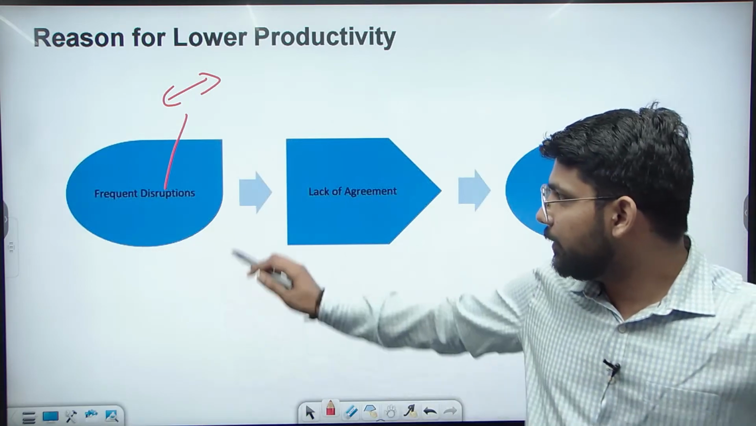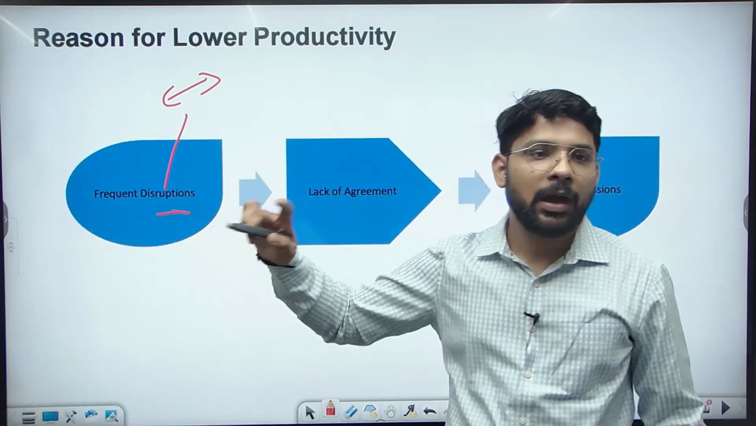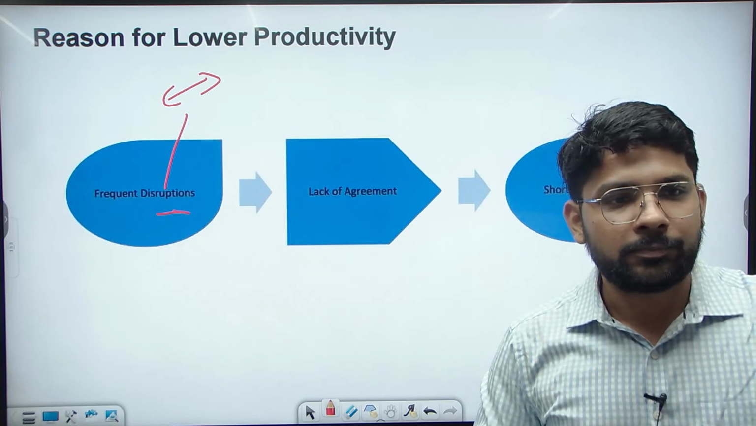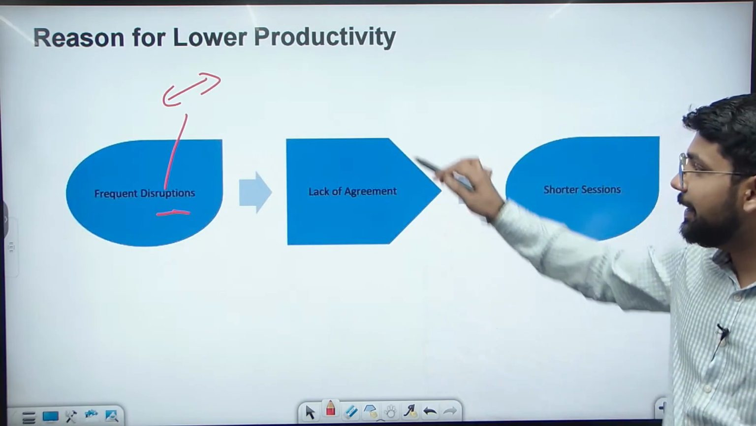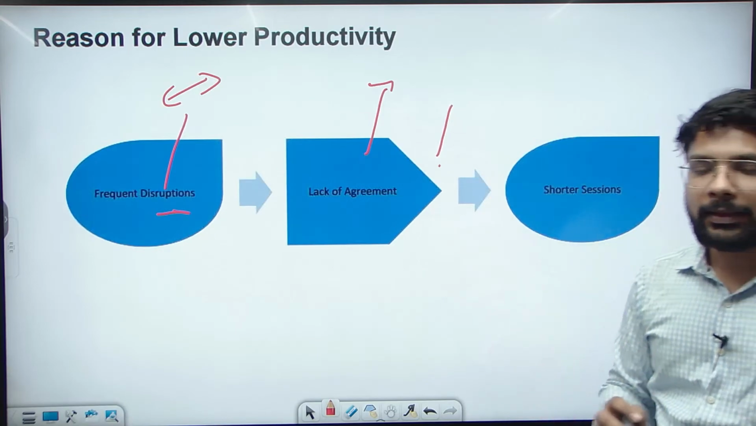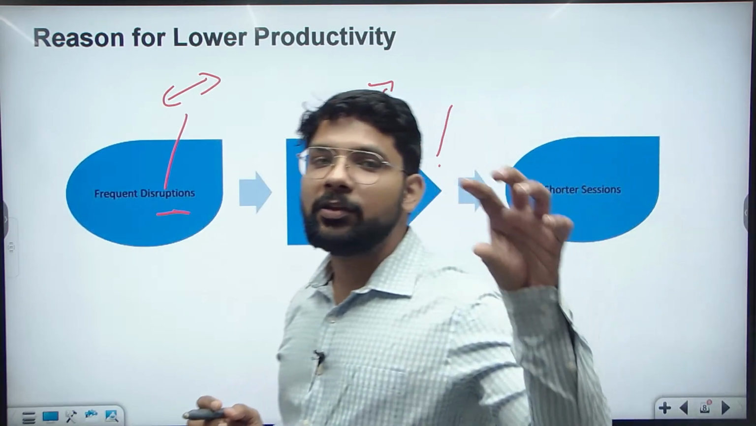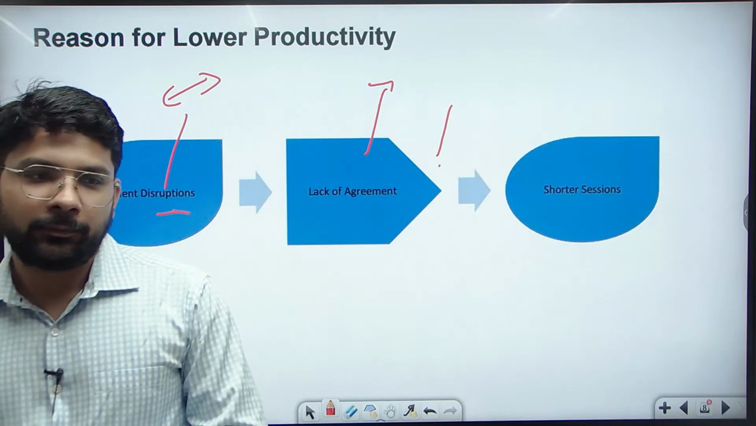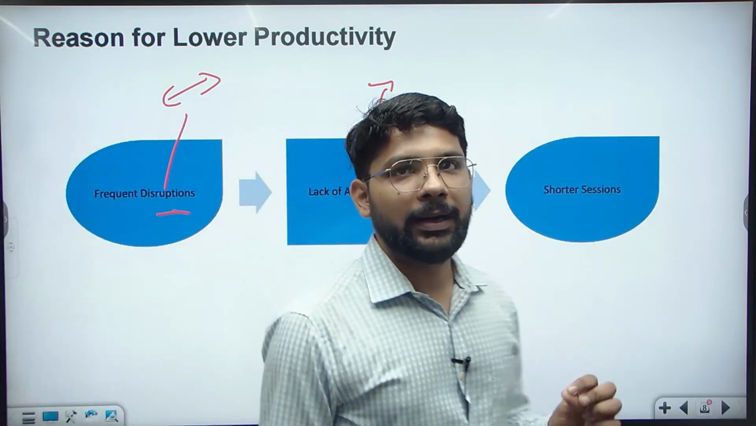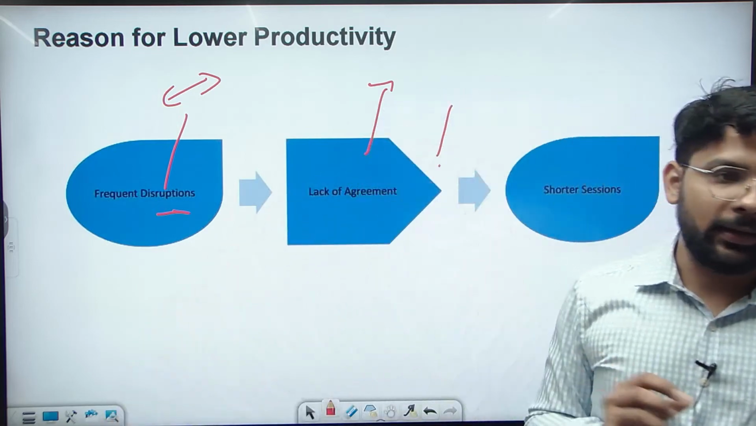हाँ, that's a disruption. अगर आप वॉकआउट कर रहे हैं पार्लियामेंट, that's a disruption. Next is the lack of agreement. Even the government and the opposition are not agreeing on a particular topic. If they are passing any bill, any issue in the parliament, the opposition is not supporting that.